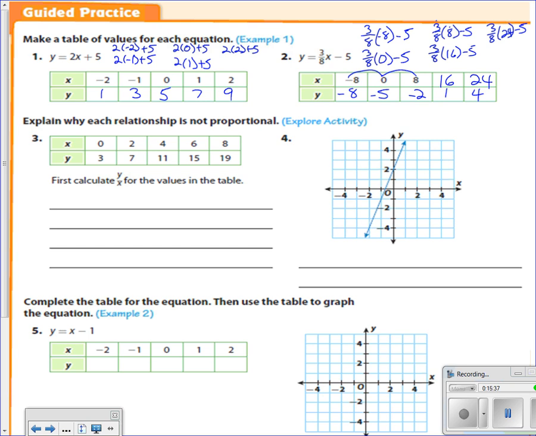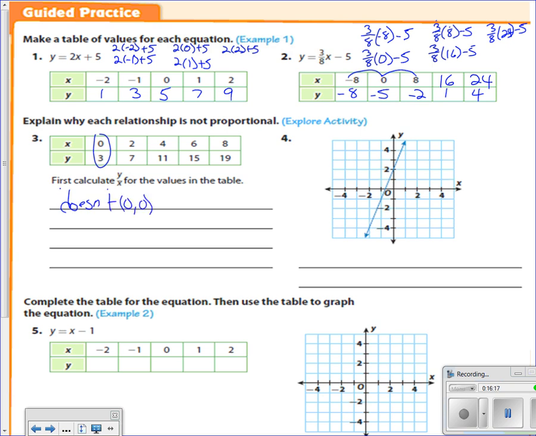Number 3, explain why each relationship is not proportional. Okay, so for number 3, for it to be proportional, what must be true? It has to start at 0, 0, and y over x has to be constant. That's for it to be proportional. So, looking at the table, does it start at 0, 0? No, it starts at 0, 3. So, that's one reason it's not proportional. It doesn't start at 0, 0.